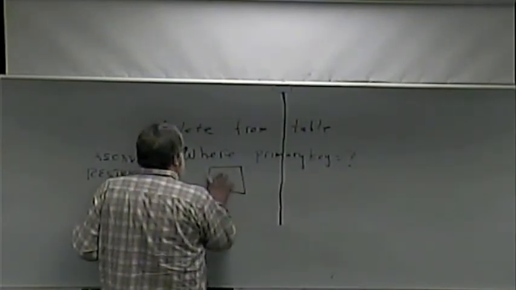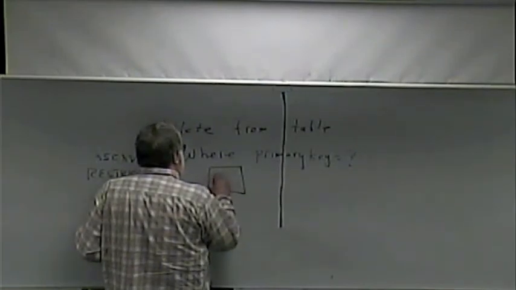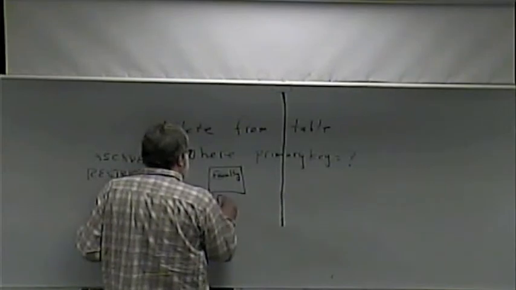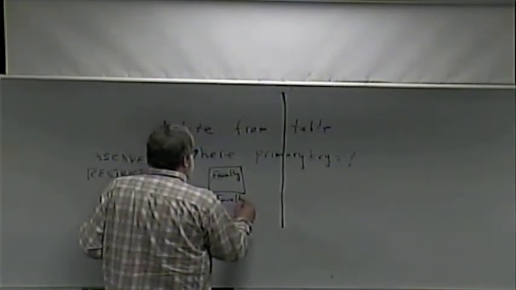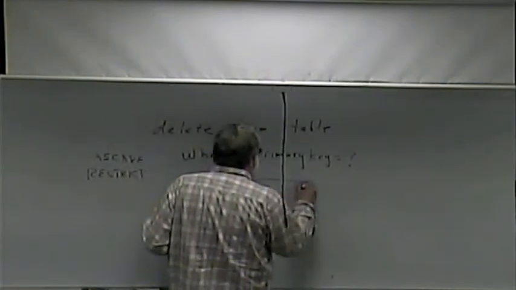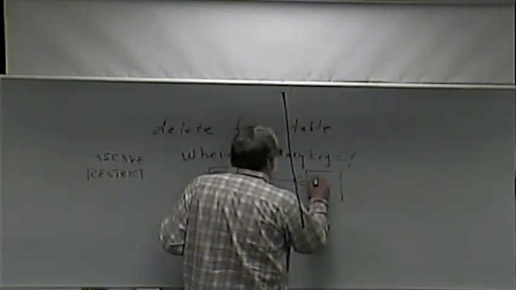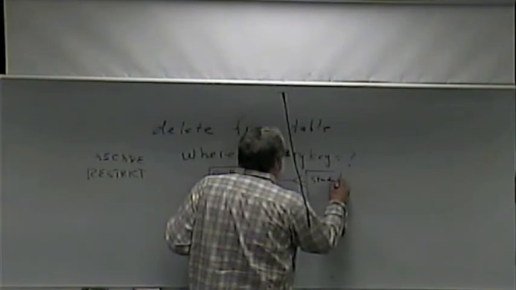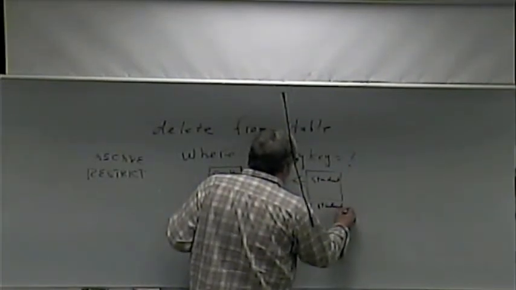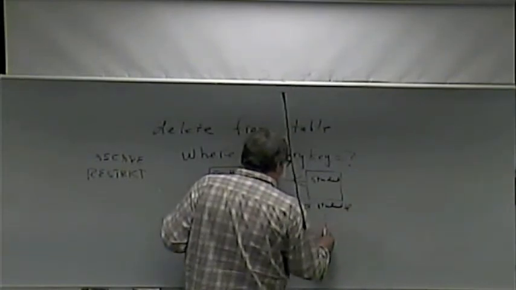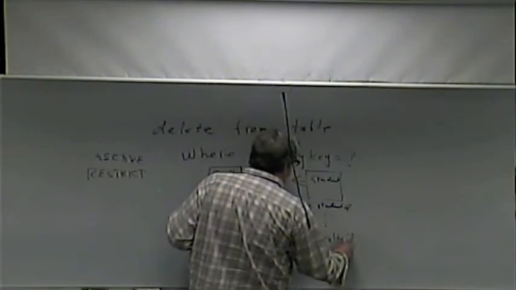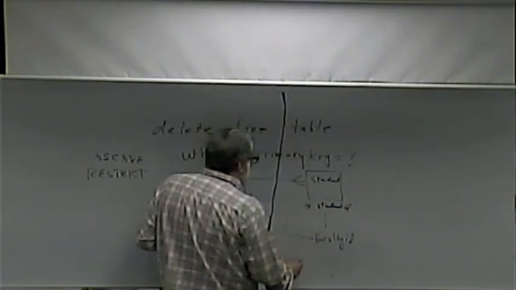Let's look at this one. I have a faculty table that has a faculty ID and information about the faculty. There's a one-to-many relationship between faculty and student, with primary key student ID, and each student gets assigned a faculty advisor. And there's a foreign key relationship between those.